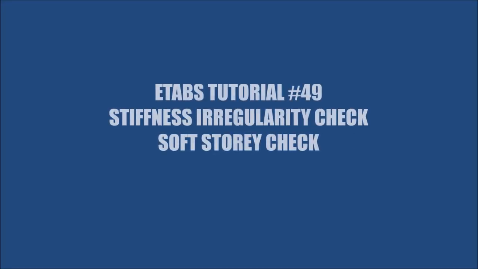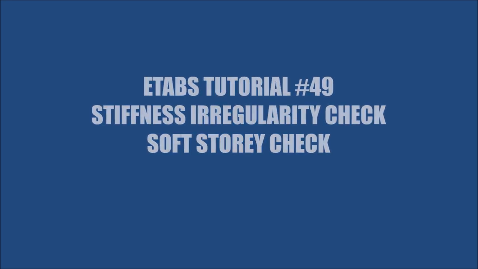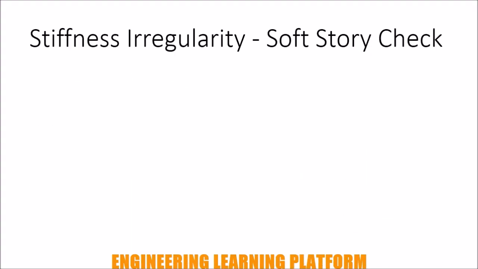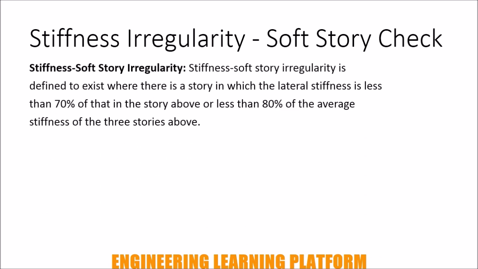In this video, you will learn how to perform a stiffness irregularity check in ETABS. So I'll be starting. What is stiffness irregularity, also known as soft story? Stiffness irregularity is defined to exist where there is a story in which the lateral stiffness is less than 70% of the story above or less than 80% of the average stiffness of three stories above.